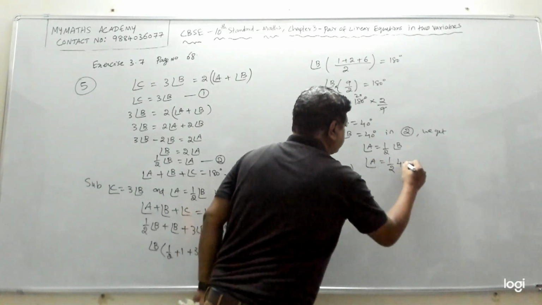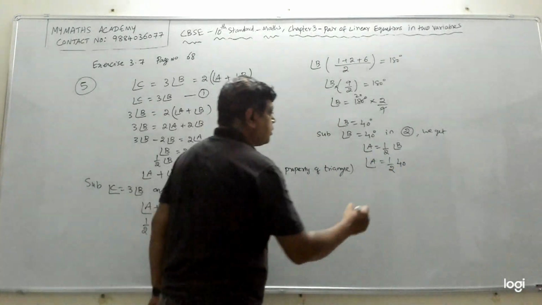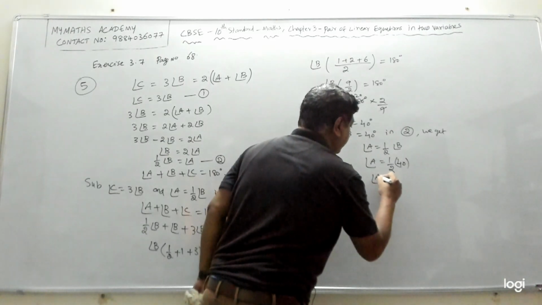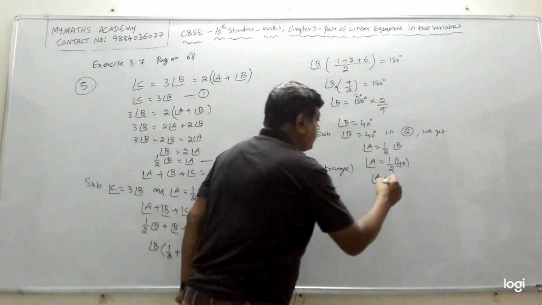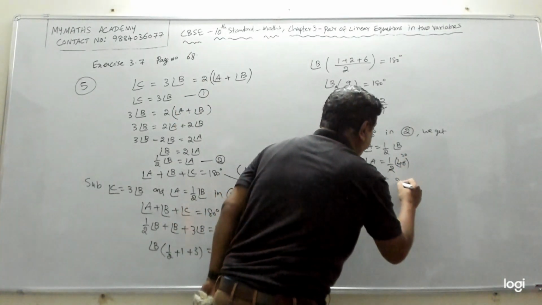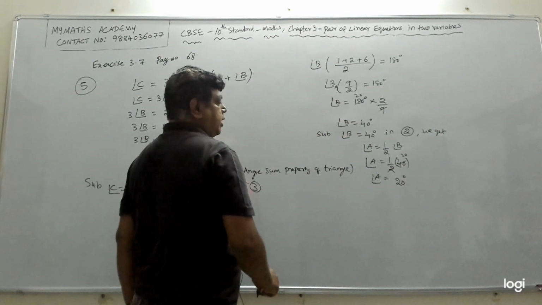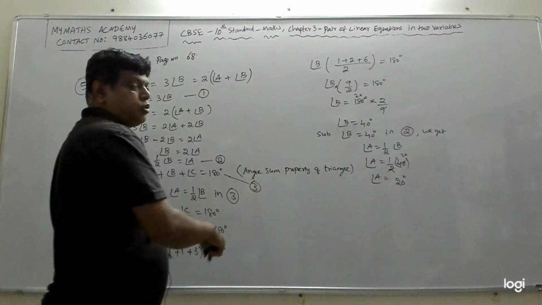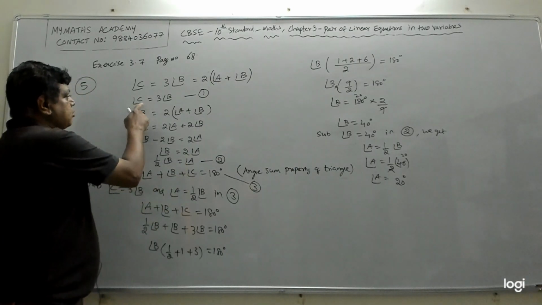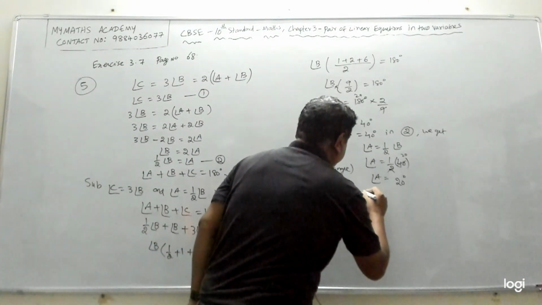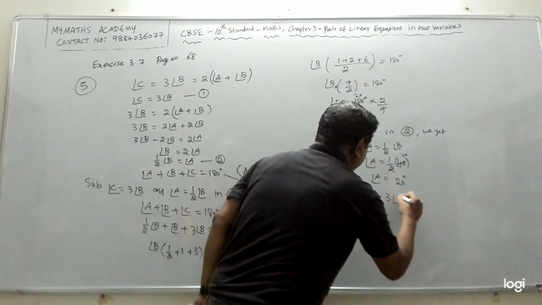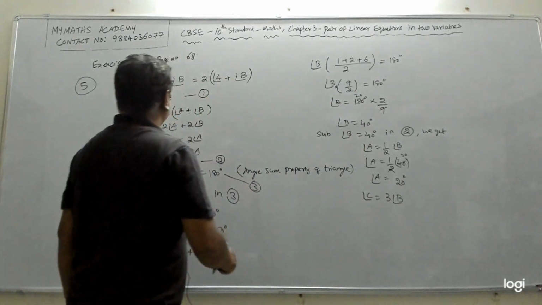40 degrees. Clear? So if I substitute 40 degrees, what is my angle A? 2 and 40 will get cancelled, it will get 20. So A is 20 degrees. So we have found A also. Now we need to find C. C is what? 3 times angle B. So angle C equal to 3 times angle B. That is from the first equation.